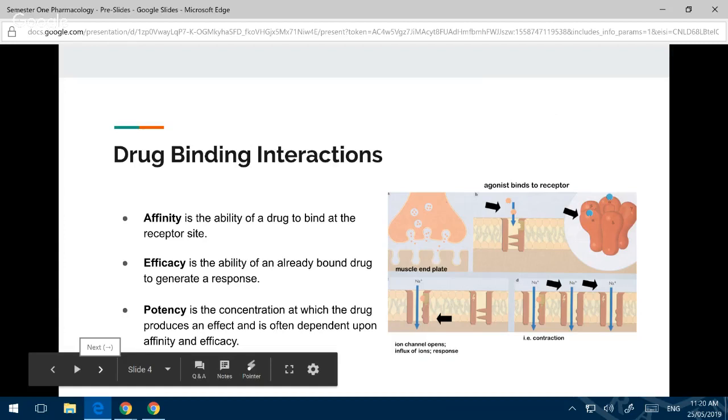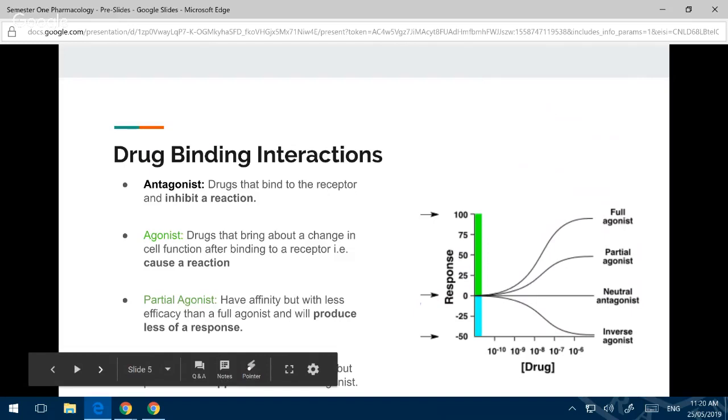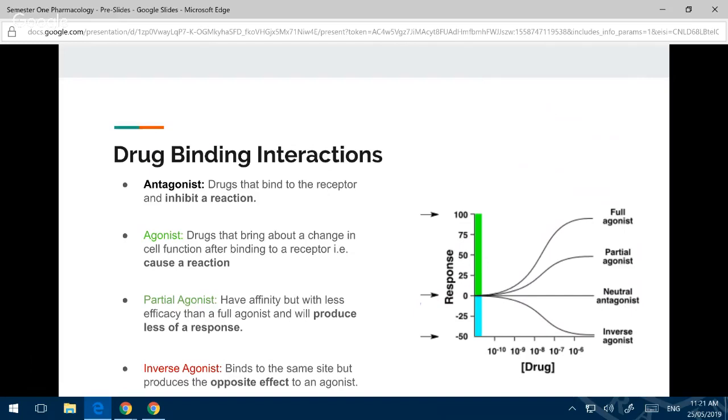Okay, so just having a look at this diagram here, these are different types of drugs and how they work. Starting with antagonists, these are drugs that bind to a receptor and inhibit a reaction. These are the opposite of agonists, which bring about a change in cell function after binding to a receptor. Though we do have things called partial agonists as well, and these have an affinity but produce less of a response than their agonist counterparts, and inverse agonists, which produce the opposite effect to an agonist.